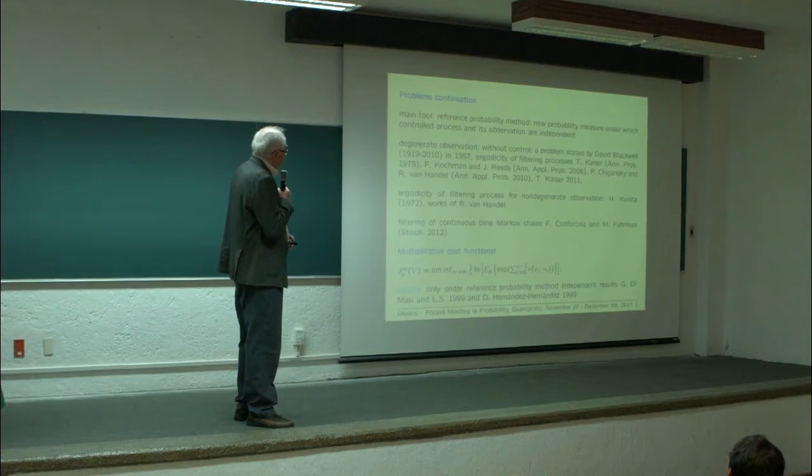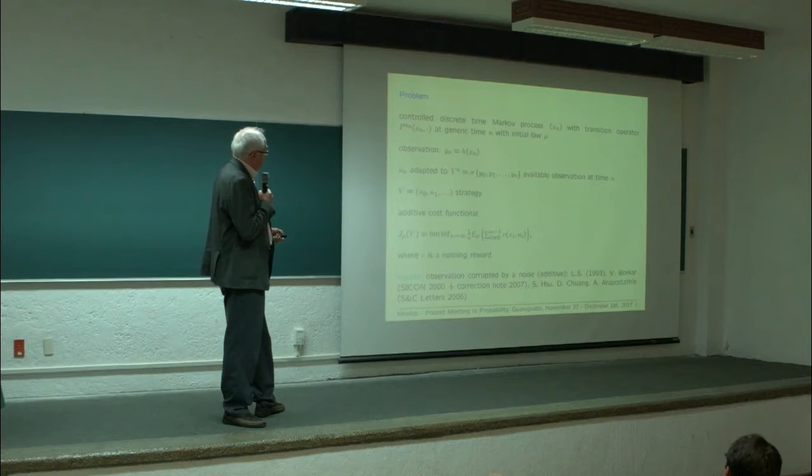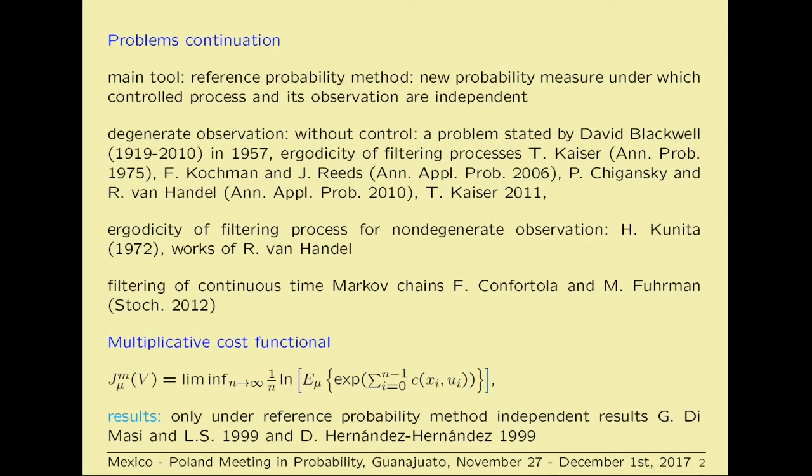And why is this additive noise very convenient? Because then we can use the so-called reference probability method. In a sense, we can change measure. We can introduce a new measure under which the process Yn is a sequence of IID random variables, Xn is a process with this transition operator, and Yn is independent of the process Xi with time up to n. So this was a major tool which was used, and in a sense this was a major restriction of the problem.